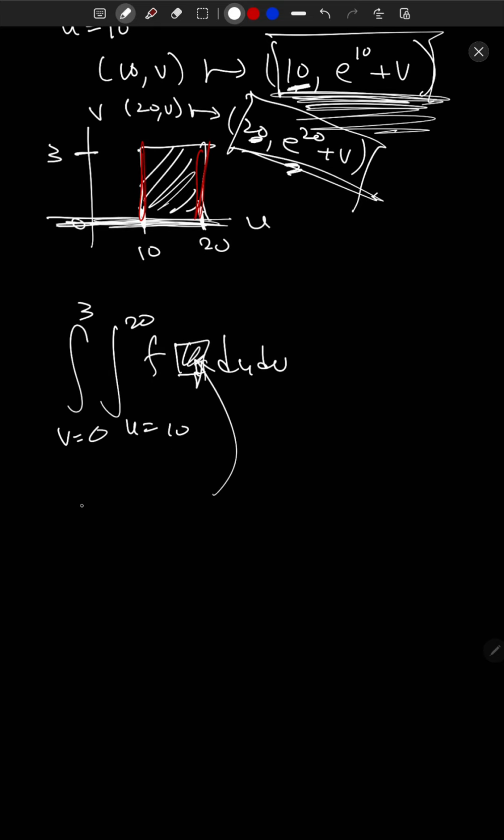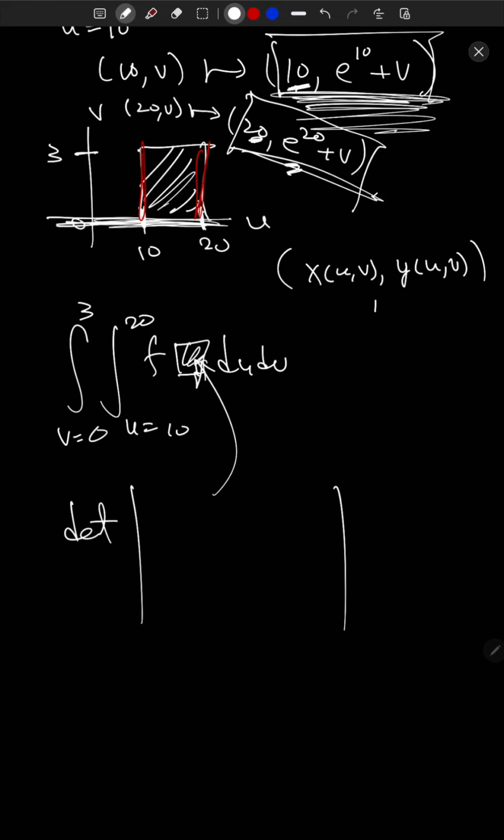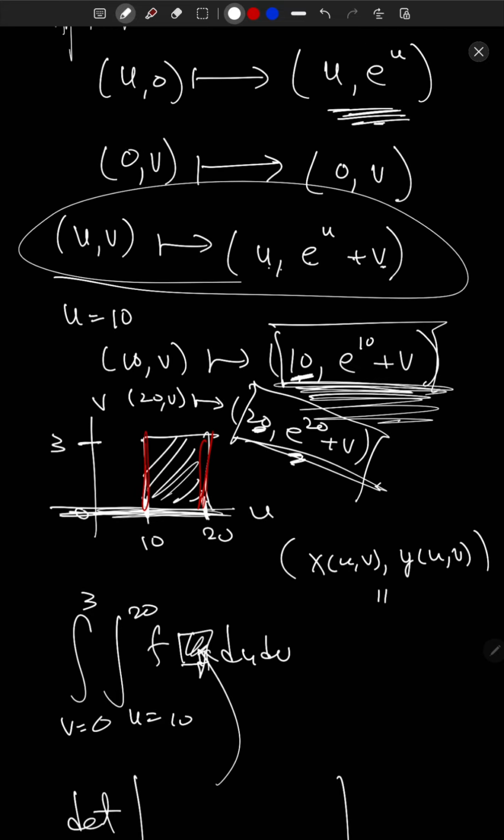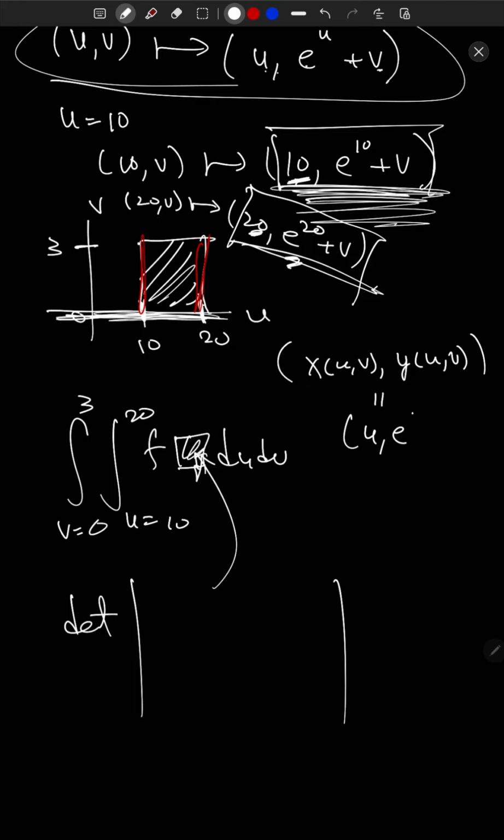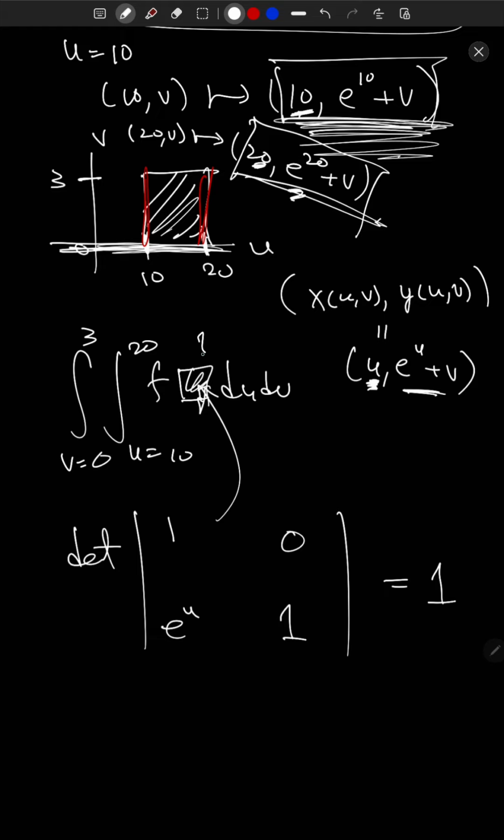What is the correction factor? It's going to be the determinant of, well, what's our function? x of uv comma y of uv was equal to, and we're just going to copy it down from up here, u comma e to the u plus v. So the upper left here is dx du, which is 1. dy du is going to be e to the u. dx dv is 0. dy dv is 1. So this is just going to be 1. Our correction factor in this particular example is just a 1 right there.